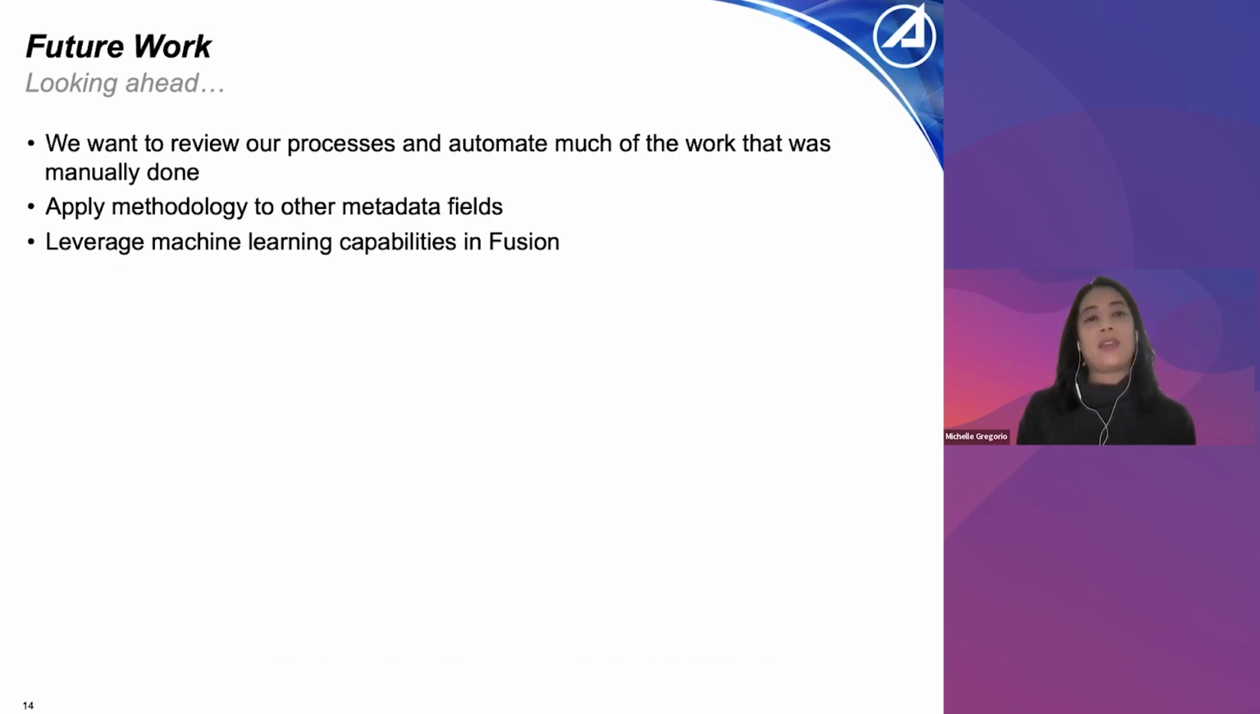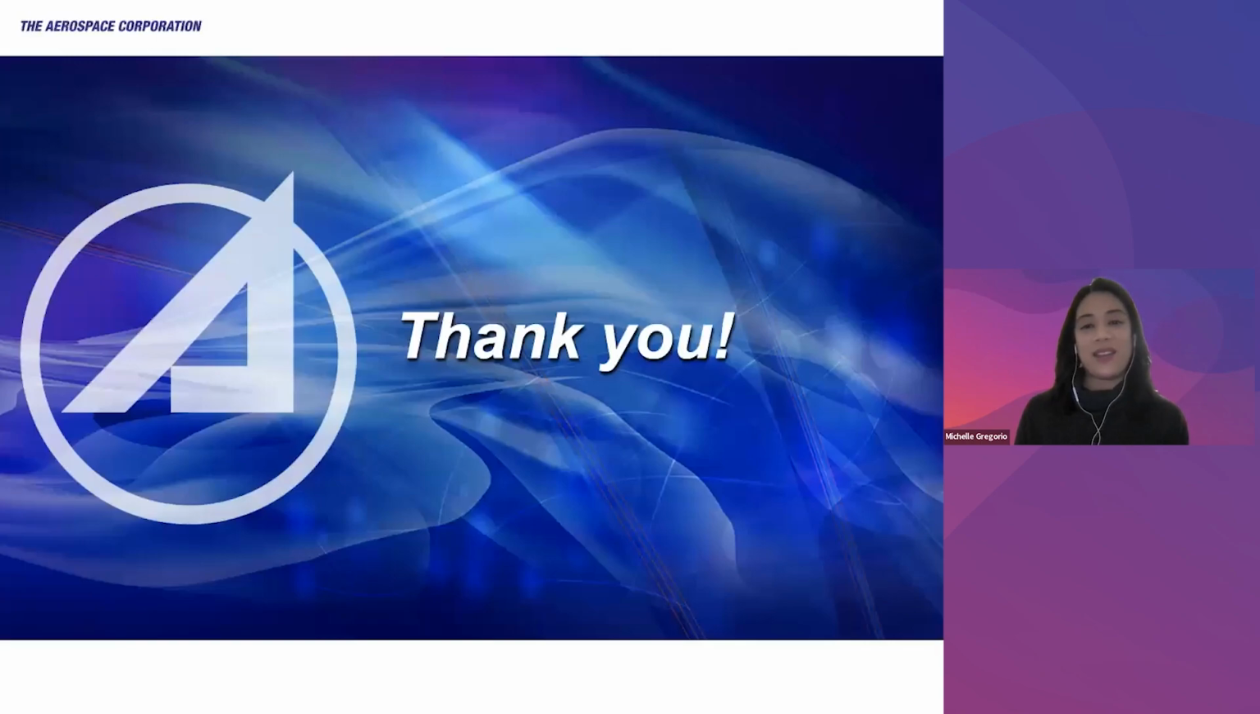So looking ahead, we want to leverage this kind of process for other metadata fields if possible, as well as automate much of the work that was manually done. If there is a way to leverage machine learning, that is something we've wanted to explore in Fusion 4, and now that we're moving to Fusion 5, it seems to be more optimal. So we want to leverage those capabilities, as well as apply other automations wherever possible. And that's all we have to share with you today. Thank you very much.